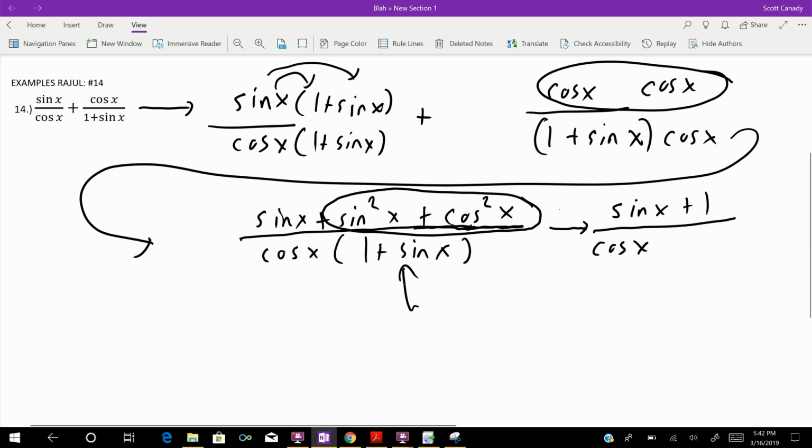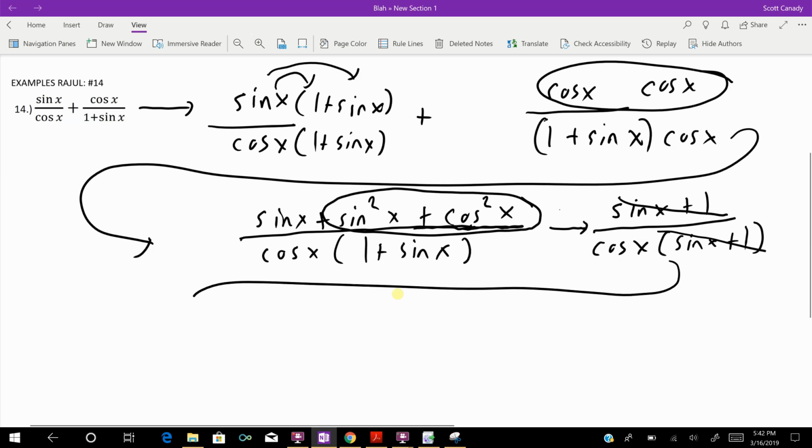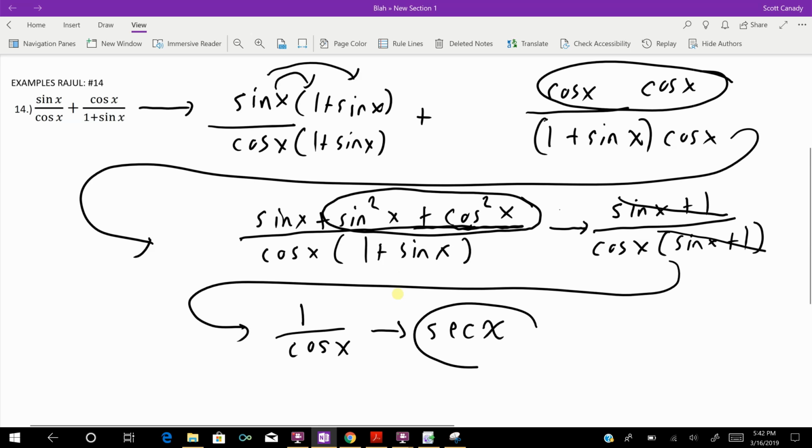I'm going to rewrite 1 plus sine x as sine of x plus 1, just so that I can be very clear on what I'm eliminating here. That's going to leave us with 1 over cosine x, which becomes secant of x. So this expression that we started out with simplifies to secant of x.